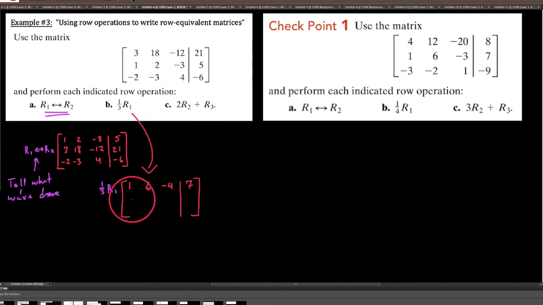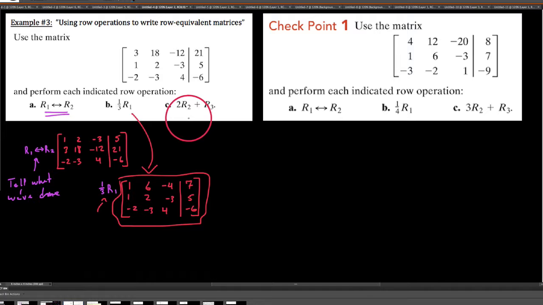So here's our new first row, and we would just re-scribble the other two rows here. You could see that not even having to write the x, y, and z of the system associated with this would be a beneficial thing. So right here is the resulting matrix we got when we took 1/3 times row 1.